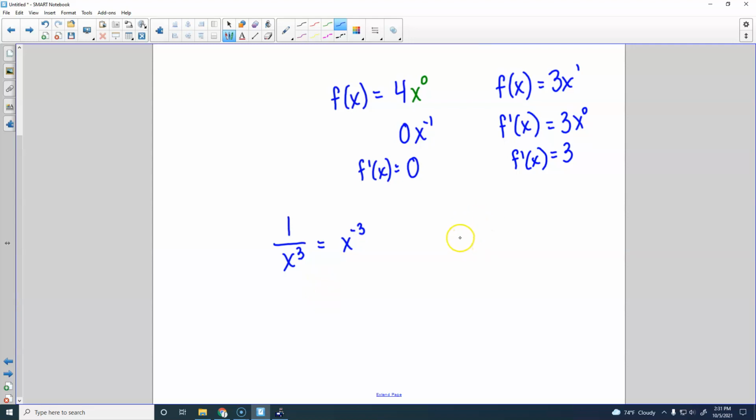What about if I have the cube root of x to the 7th? That one, it'd be x to the 3/7. Not quite. 7 and 3. 7 over 3. So roots can be rewritten as fractional exponents. Fractions can be rewritten with negative exponents. And then you're still using the same rule.